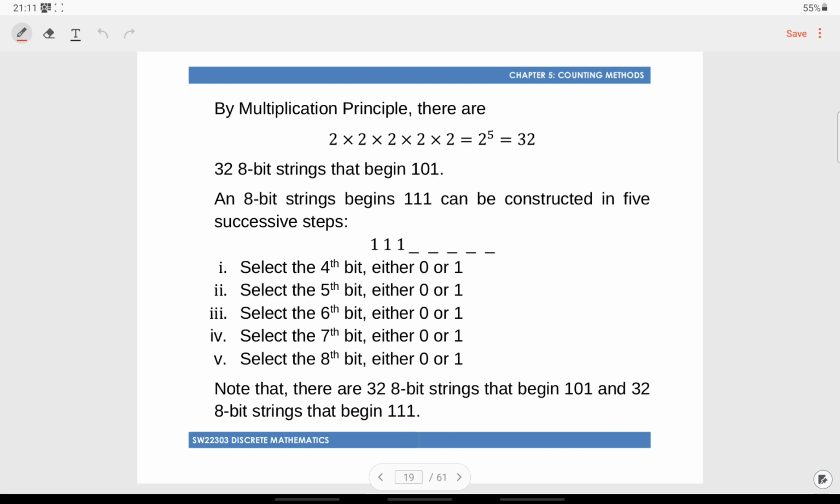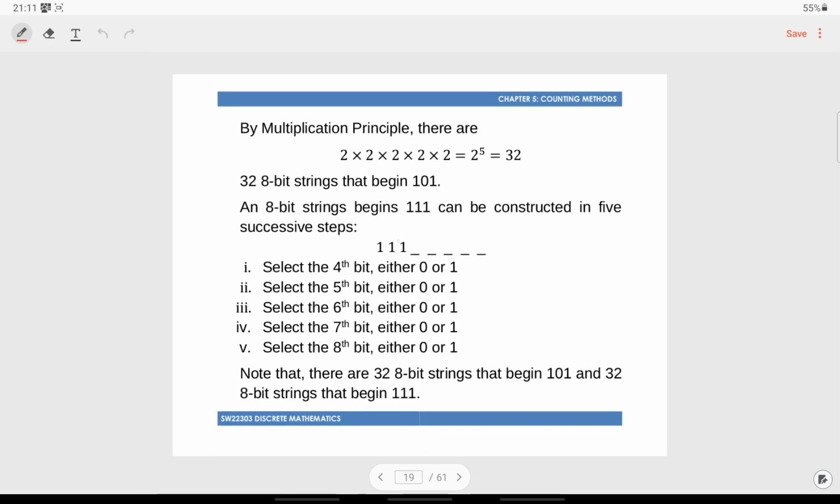So there are 2 times 2 times 2 times 2 times 2, which is equal to 32, the total number of different combinations of bits. What does it mean? There are 32 8-bit strings that begin with 101. And then the second task is to construct the 8-bit strings that begin with 111.